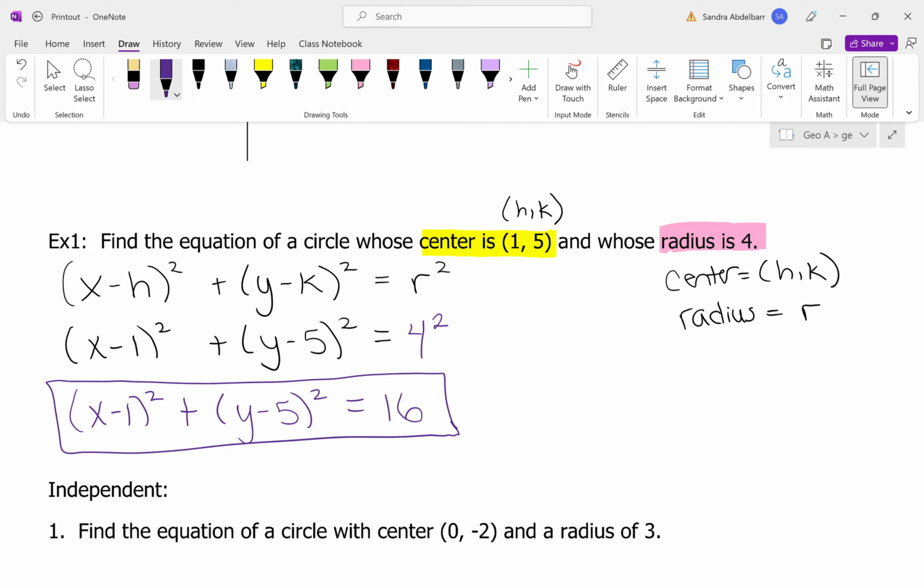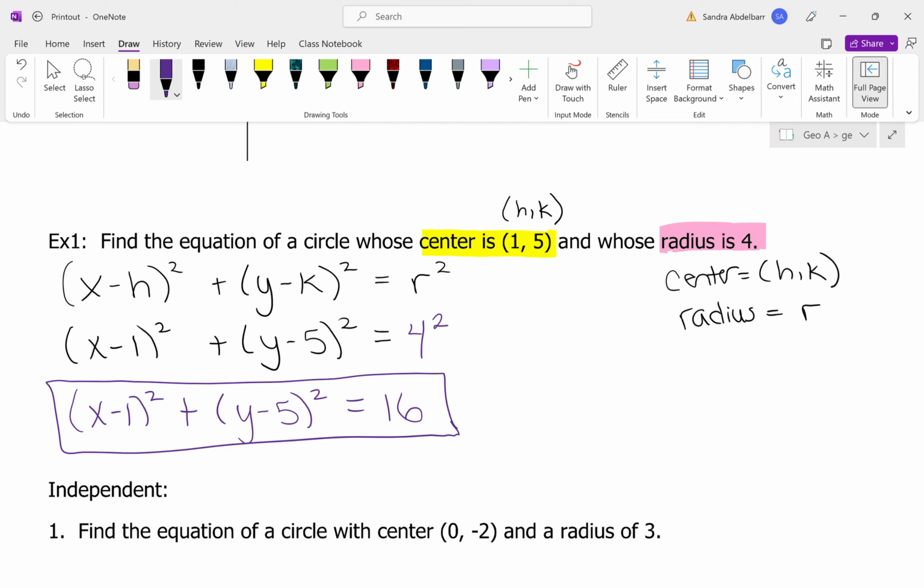What do x and y represent? Mia? Points on the rim that you were given. Good, the point on the rim of the circle. Is there just one point on the rim of the circle? No, it's always changing. X and Y is always changing. That's why we don't have numbers in for X, Y.